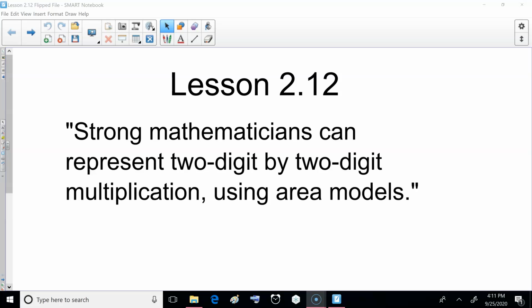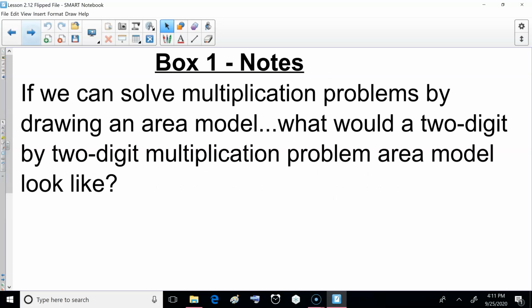Welcome, class, to lesson 2-12. So take out your notebook and your pencil and jot that down. And our goal today is that strong mathematicians can represent 2-digit by 2-digit multiplication using area models. So let's think about that and let's begin today's lesson.